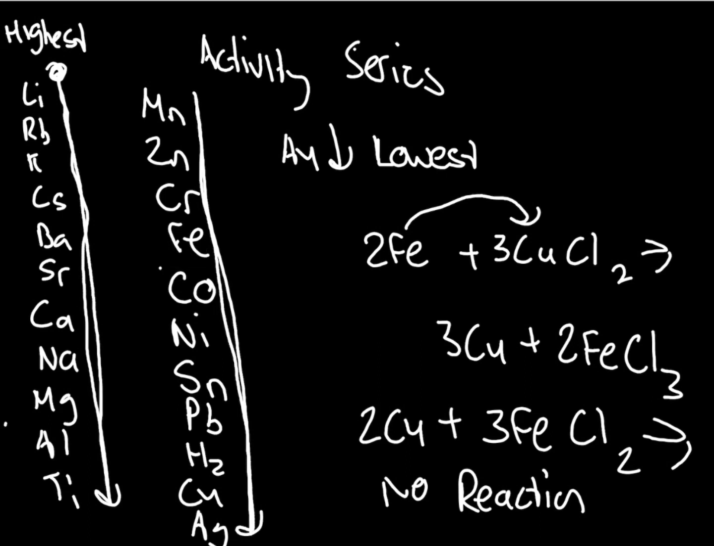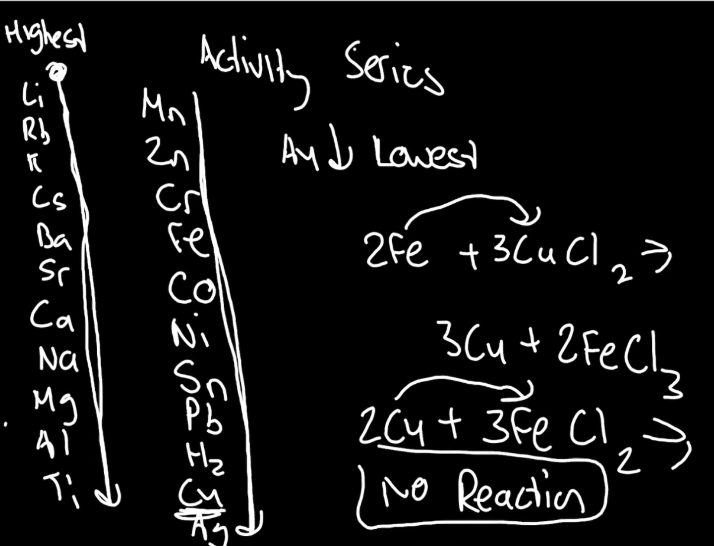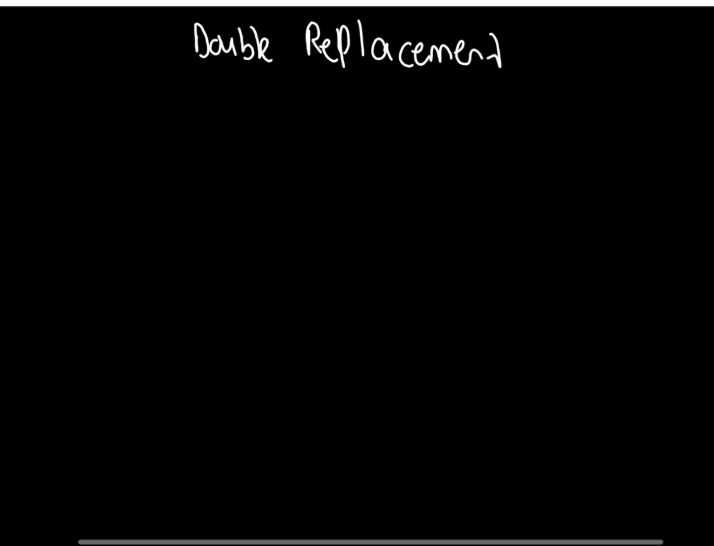So you can think about this as, I don't know, which atom is stronger. If the atom is stronger, it's able to knock out the other atom, aka the atom's higher on the activity series. If the atom's weaker than the other atom, it's not able to knock out the other atom. Therefore, there would be no reaction. Now let's talk about double replacement reactions.